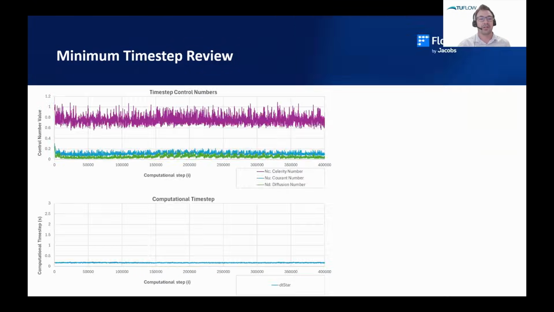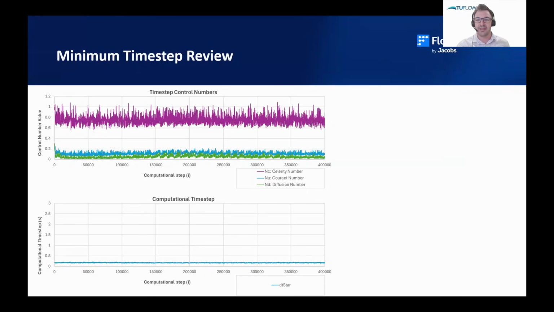With that information, I'll now look at my control numbers. The top graph I've plotted here is my control number data for celerity number, current number, and diffusion number. And the bottom graph is my computational time step. Let's look at the top graph first.